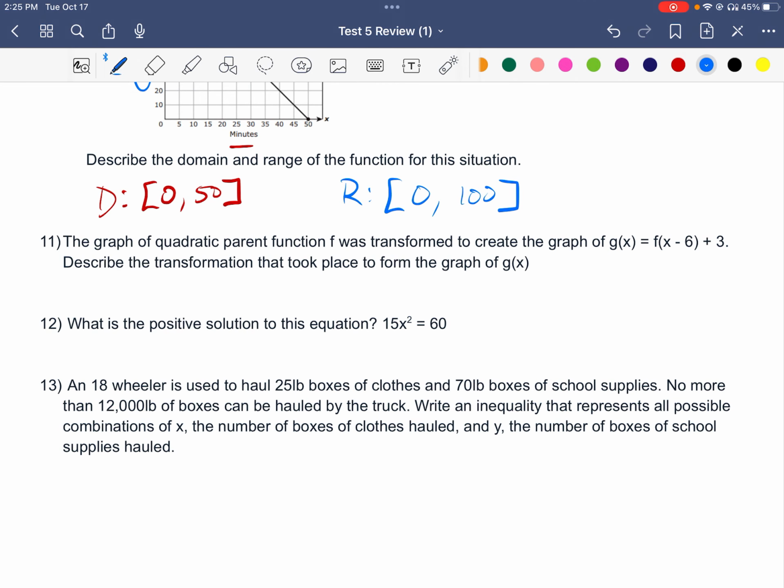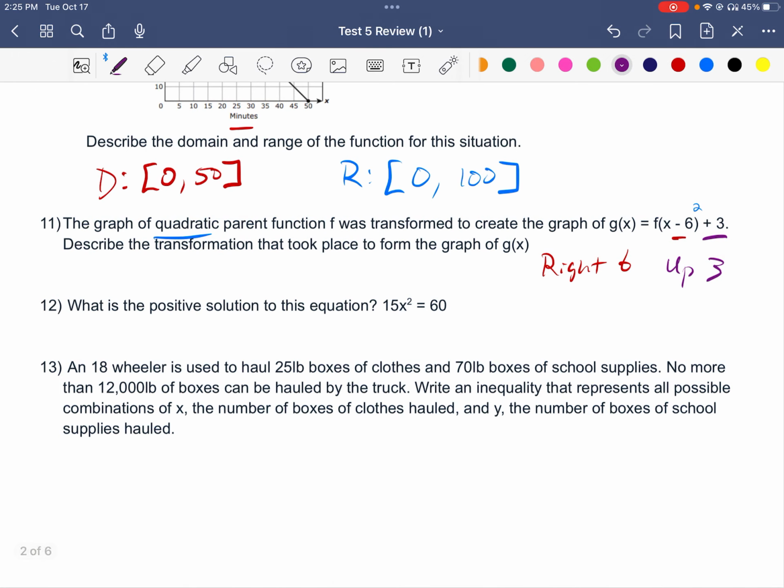11. The graph of the quadratic parent function is transformed to create that. Says it's quadratic, so it's missing a squared. Should have that. My bad. Describe the transformation that took place to form the graph of g of x. All right, first transformation, the minus 6. When you subtract directly to that variable, that is the opposite. It's like a mirror in your house. It's moving it right 6. The second part, the plus 3 at the end, is moving it up 3. So it's moving it right 6 and up 3.